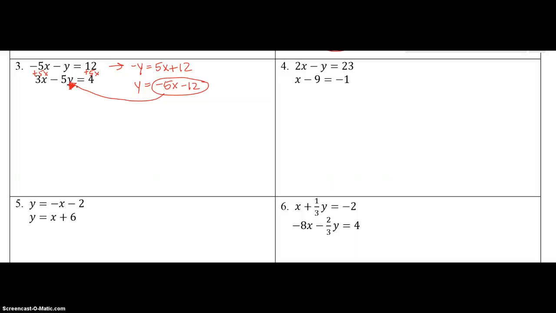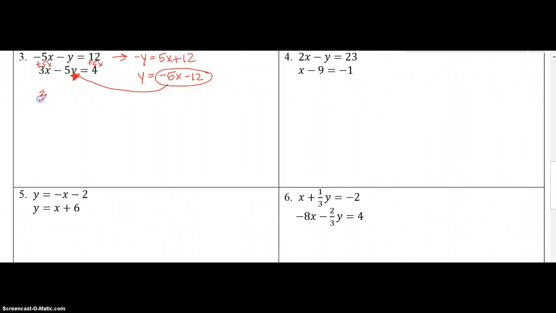The y comes out, the circled material goes in, so we get 3x minus 5 times (-5x minus 12) equals 4. Now notice what happened there. I took the y out and I put -5x minus 12 in, but when I plugged it in, I put it in parentheses, because that -5 is multiplying by all of y, or everything that's equivalent to y. So it has to be in parentheses so that you distribute that in. Does that make sense?